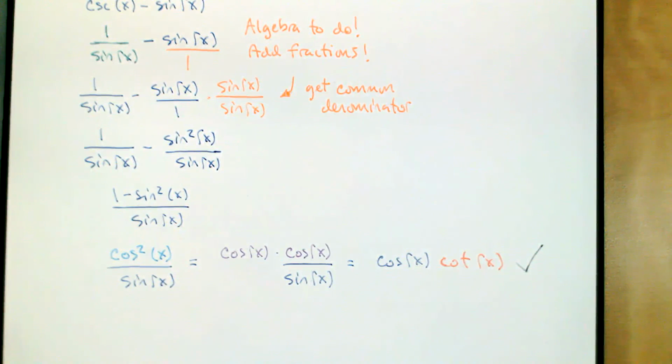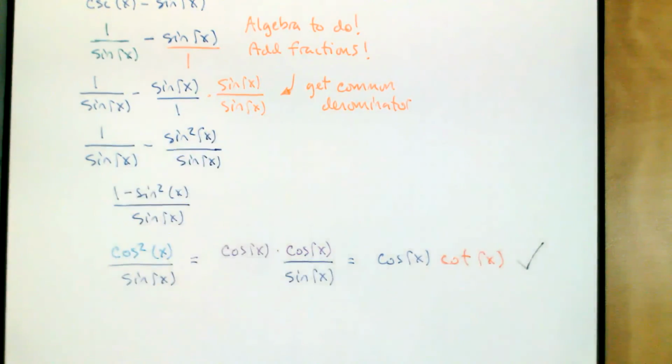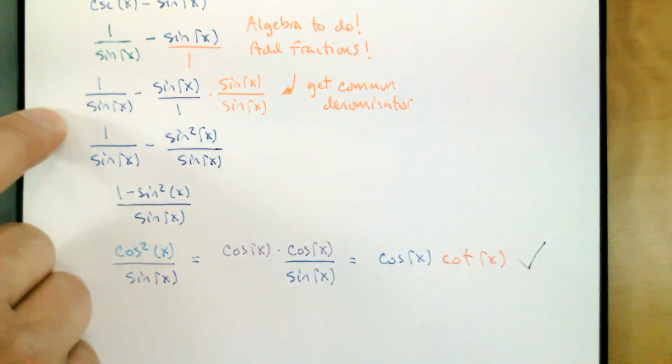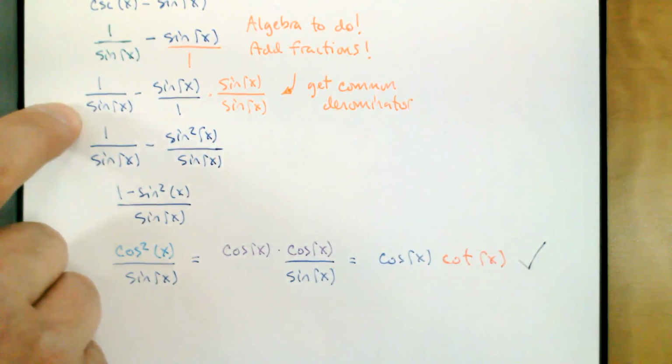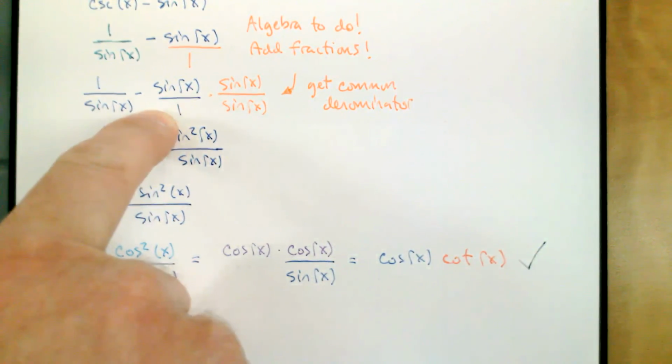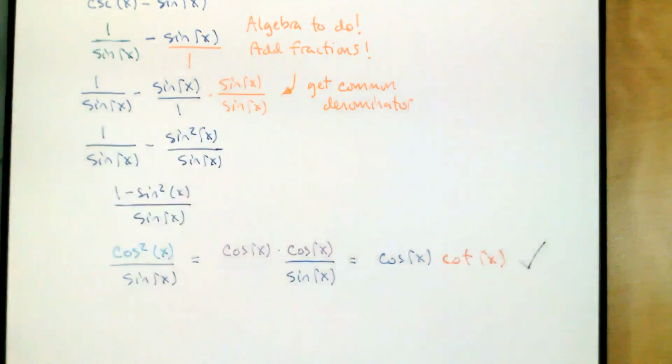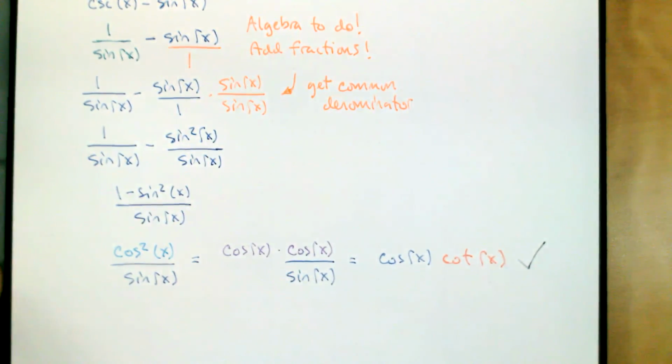Any questions? Yes. This one here? Yeah, so here I've got 1 over sine, and so the denominator is sine. And in this fraction, the denominator is 1. So I multiply to get a common denominator. Imagine if I wanted to add the fractions.